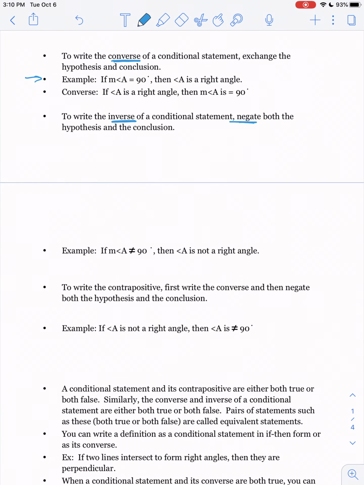And the last one is called the contrapositive. We do both of those things. We're first going to switch it around. We're going to take the converse, and then we're going to do the inverse. We're going to negate both parts. So my original statement was if the measure of angle A equals 90 degrees, then angle A is a right angle. Our contrapositive: if angle A is not a right angle, then the measure of angle A does not equal 90 degrees.